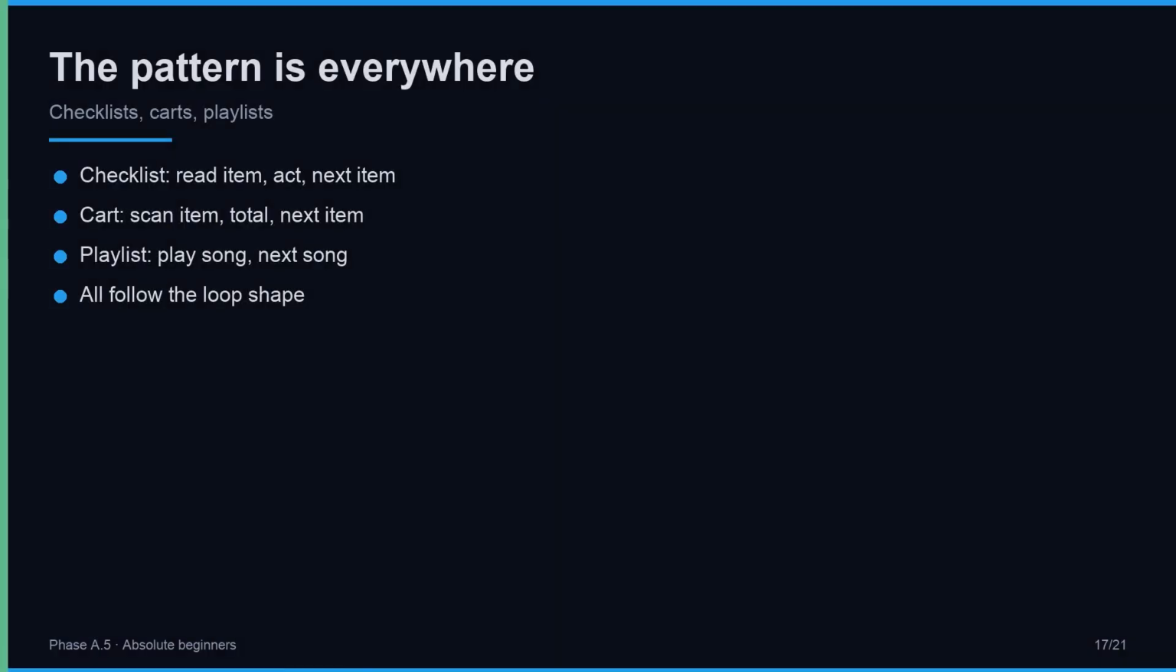Once you start seeing the loop pattern, you see it everywhere. A checklist: read one item, do what it says, move to the next. A checkout at a store: scan one item, add its price, move to the next. A music playlist: play one song, when it ends, play the next. Each is a collection. Each is walked through one item at a time. Each does the same action per item. When you can map a real task onto for item in collection, you have understood loops at a deep level. You will see it everywhere.